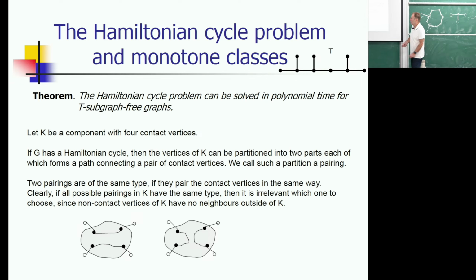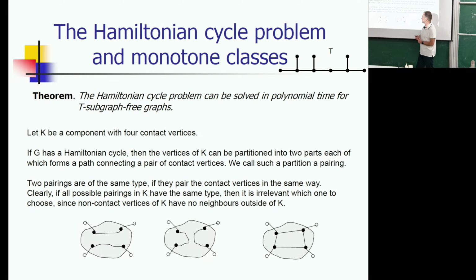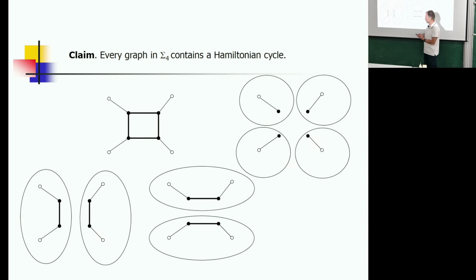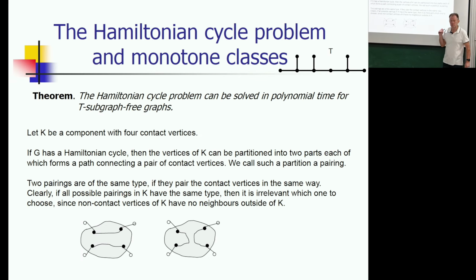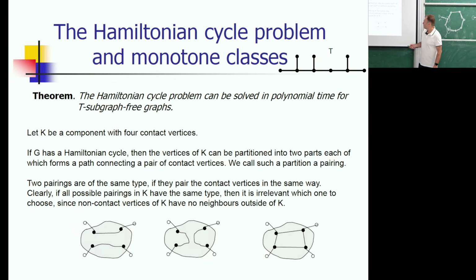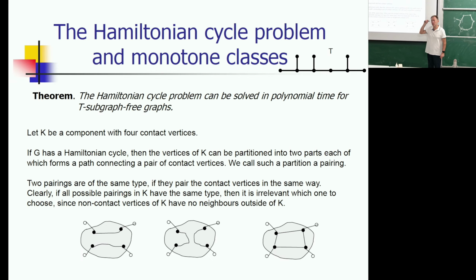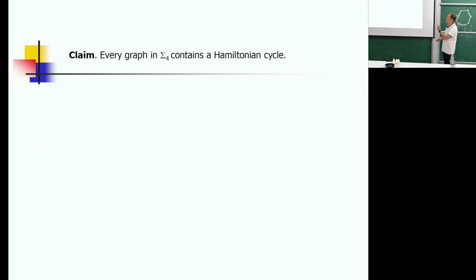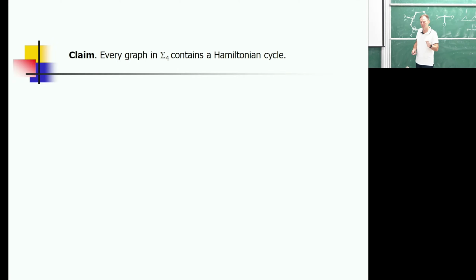Finally, what if we can find pairings of at least 2 different types? For instance, like this and like this. Now you model this situation by replacing your black component with a square. And if each black component in your graph is a square, a graph in sigma 4, then I claim that the cycle necessarily exists.